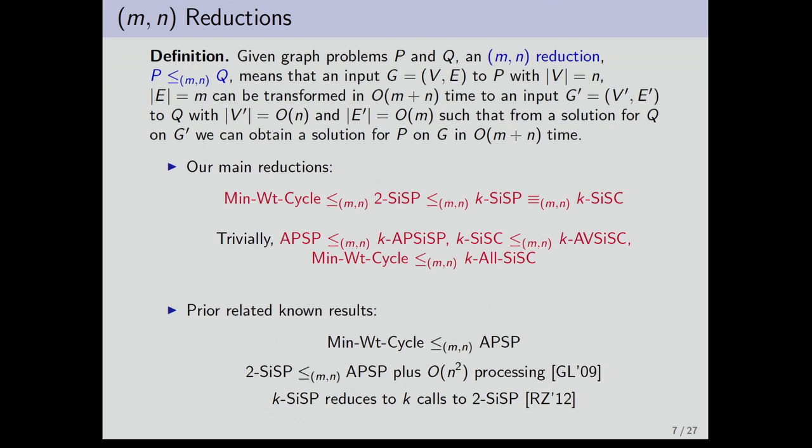For instance, I think it's folklore that min-weight cycle reduces to APSP. And it was shown by Gottlieb and Lowenstein that 2SISP reduces to APSP plus O of n squared processing. So there is this reduction. And then also, Brodetti and Zwick showed that KSISP reduces to K calls to 2SISP. Okay, we won't be using any of these, but just to point out reductions that are known.